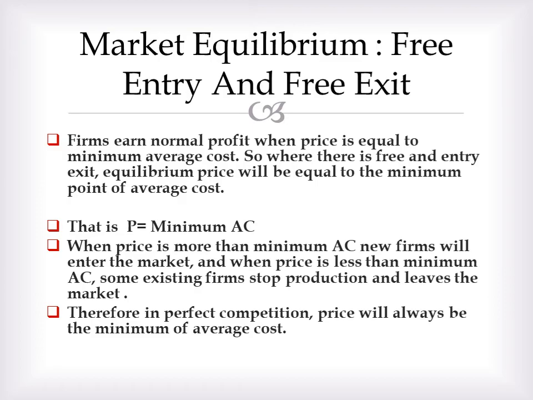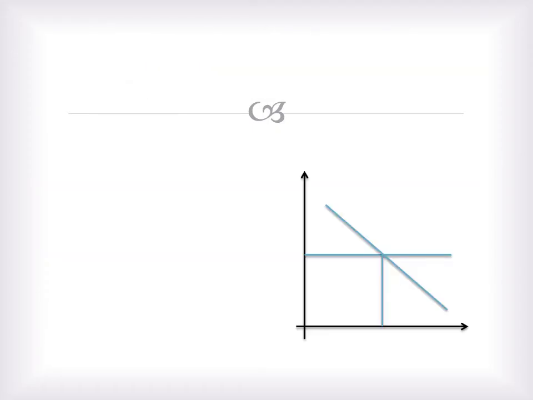Therefore, in perfect competition, price will always be the minimum of average cost. When price is more than the minimum AC, new firms will enter the market, and when price is less than minimum AC, some existing firms stop production and leave the market. So, in perfect competition, price will always be the minimum of average cost.